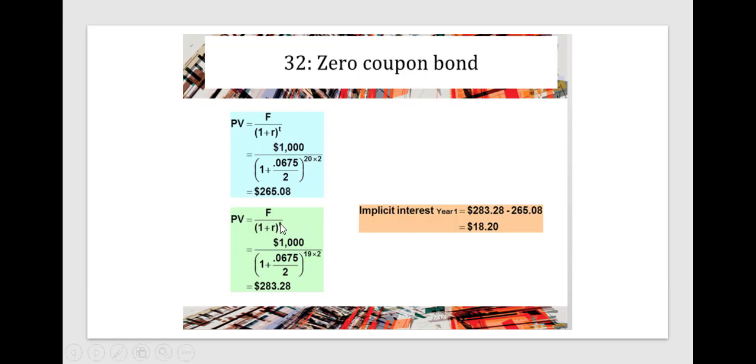So compare the price with 18 years remaining to the price of 283.28. Similarly, you can find the present value of the bond price at 18 years, 17 years, and compare it with the previous year to find the implicit rate in that year. So this is how you can find the implicit interest rate for a zero coupon bond.